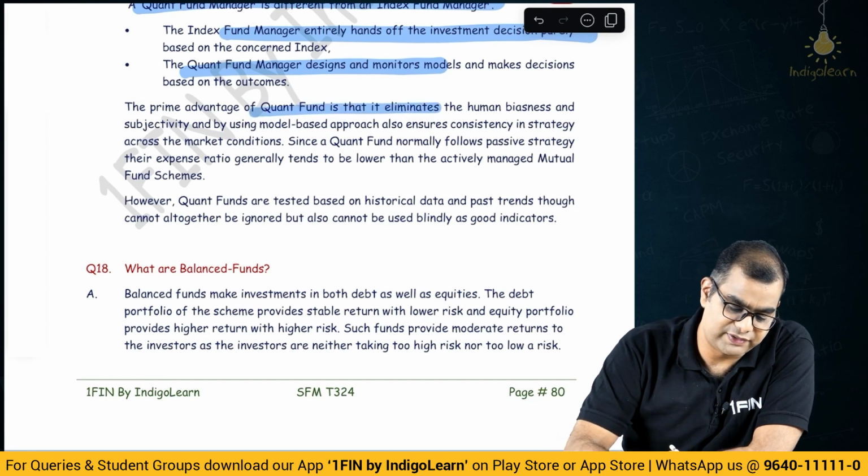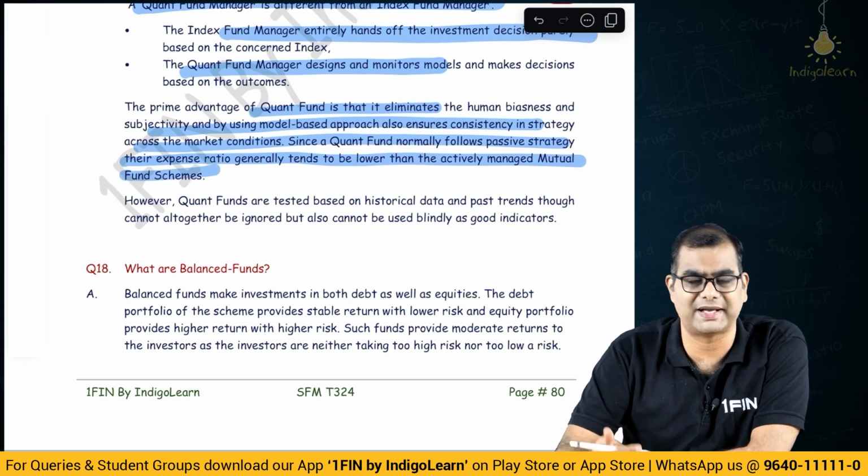The prime advantage of a quant fund is that it eliminates the bias of humans and subjectivity by using a model-based approach. And since a quant fund normally follows a passive strategy, their expense ratio tends to be lower than actively managed mutual fund schemes. So, even a quant fund is passively managed.